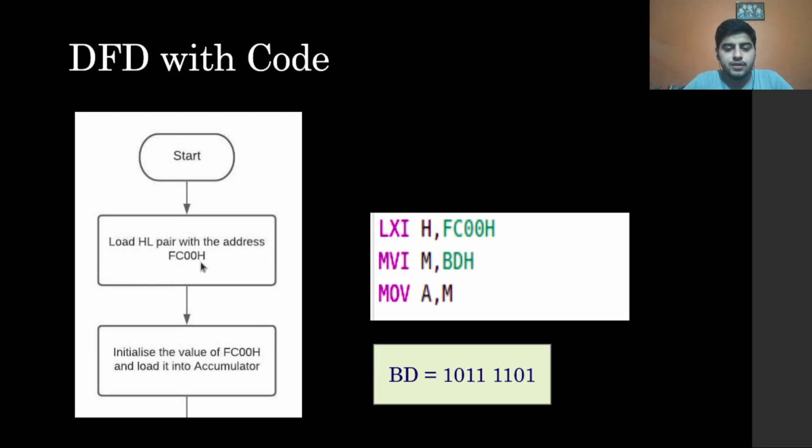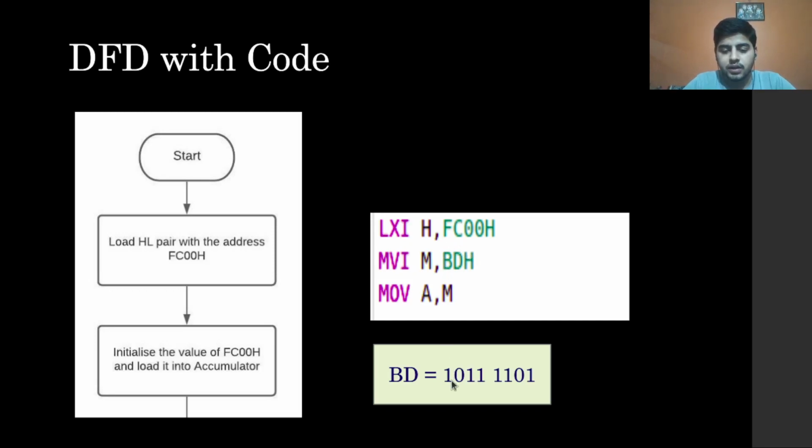First, what we will be doing is choosing an address and loading it into the HL pair. Here I have used FC00. You can use any address; just for the sake of example, I have used FC00H. After that, we will initialize that address with the required number, the number that we have to check whether it is palindrome or not.